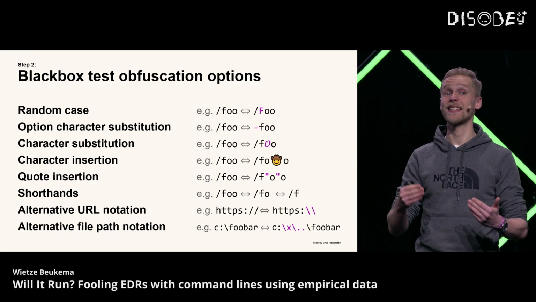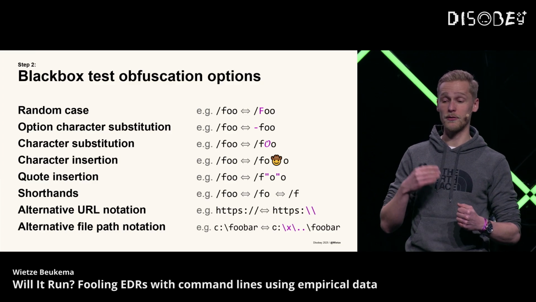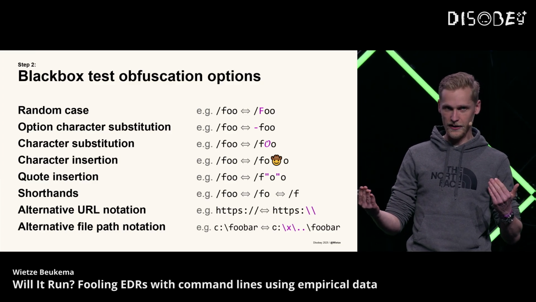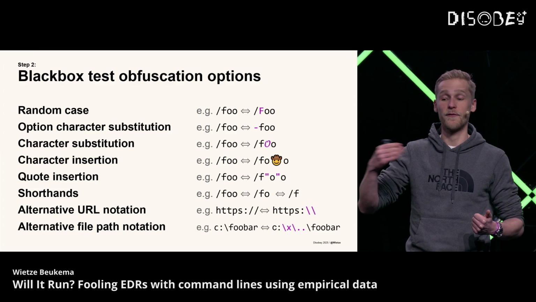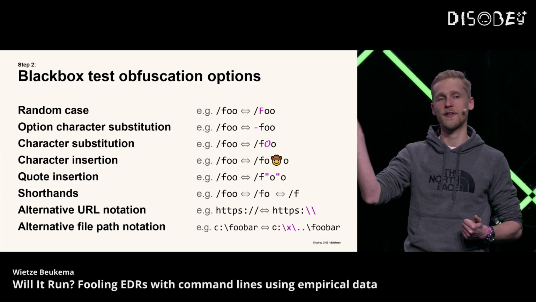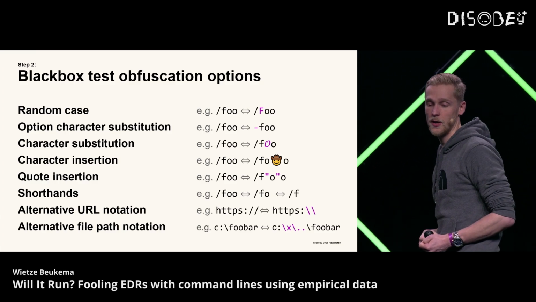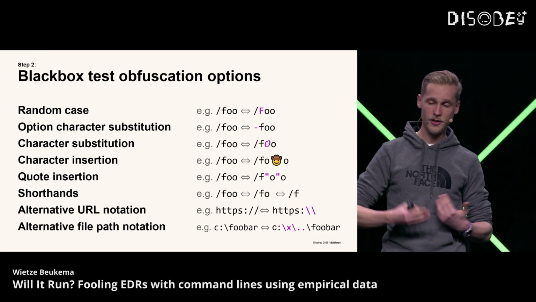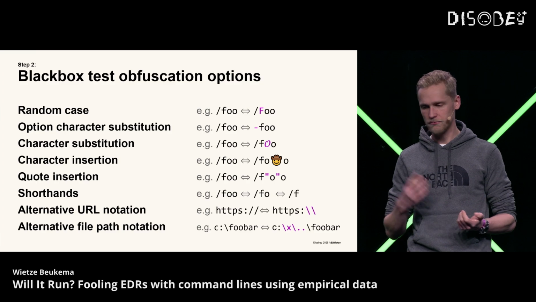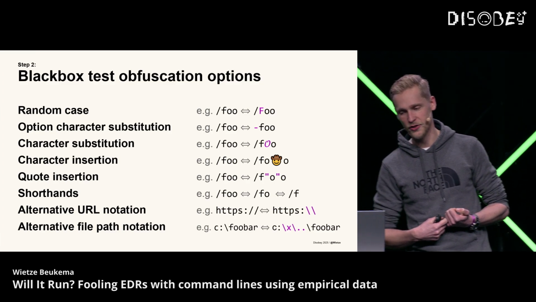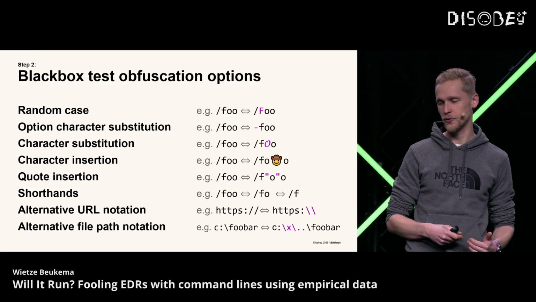That's basically deleting characters. So sometimes you have an argument like /foo. Some executables then also accept /fo or /f, right? So you leave characters out from the end. Sometimes that's accepted. So let's see if that works. And then alternative URL notation, we already saw. Same, right? Like change the slashes, and same with the file path notation. Change the slashes, use the traversal trick, that sort of thing.